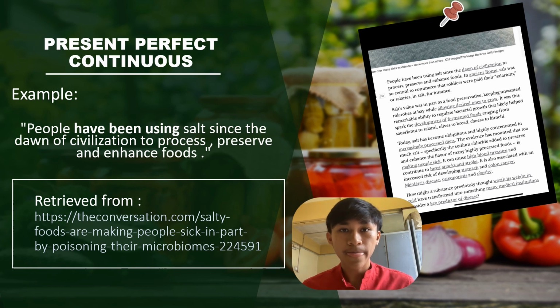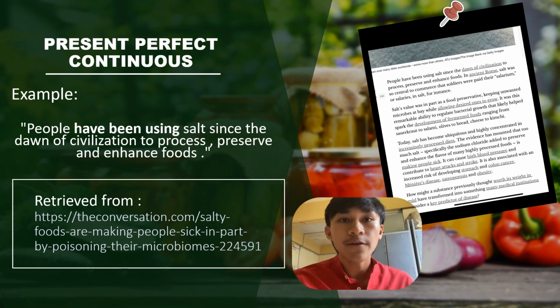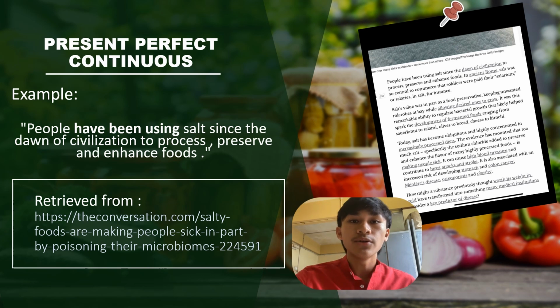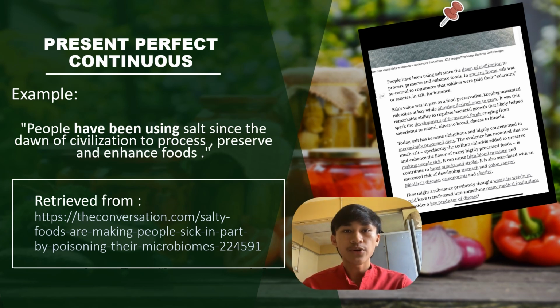So this is an example of the present perfect continuous sentence from the article that I got. People have been using salt since the dawn of civilization to process, preserve, and enhance foods. So we can see here the subject of this sentence is people, and then have been, and using is a verb with an ing ending.